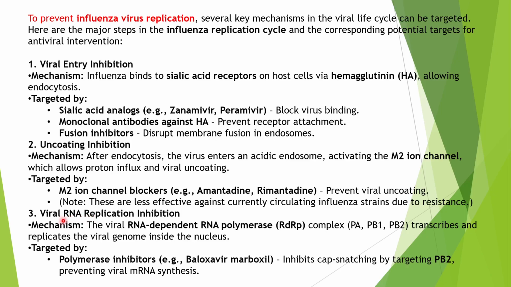The next step could be viral RNA replication. So inhibiting this step, the viral RNA-dependent RNA polymerase. The viral RNA needs the RNA polymerase for its replication. This complex has PA, PB1, PB2. It transcribes and replicates the viral genome inside the nucleus. So if this is inhibited or targeted, then the RNA replication of the virus can be stopped. To target this, polymerase inhibitors are used.